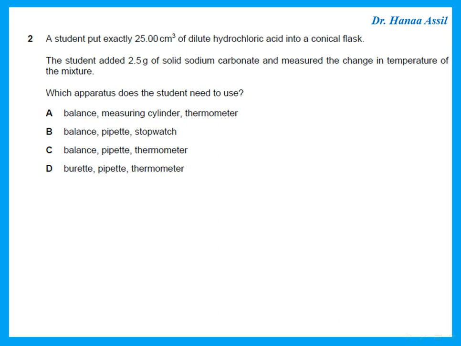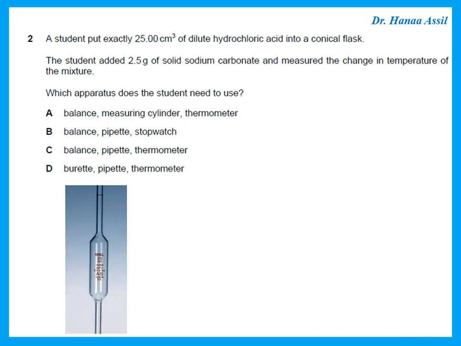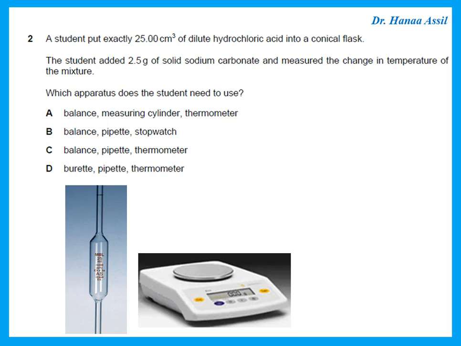He needs 25.0 centimeter cubed. What do we use to measure that? A pipette. Now he needs 2.5 grams of the solid. We need a balance. And he needs to measure the change in temperature, so we need a thermometer.